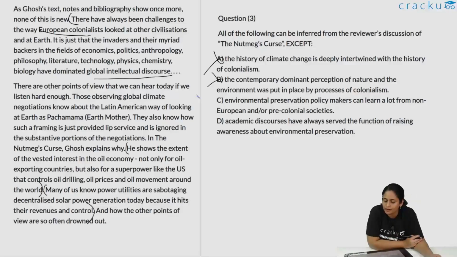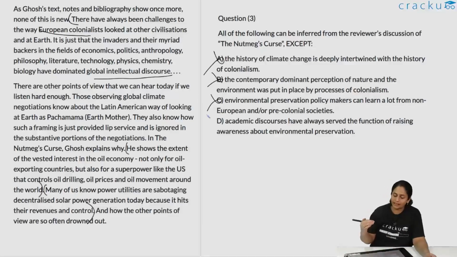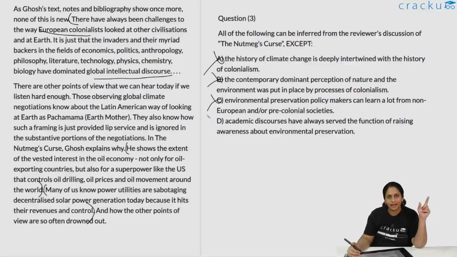Environmental preservation policy makers can learn a lot from non-European or pre-colonial societies. This is also true. The current policy makers are just providing lip service for the current policies. They are calling it Earth Mother and all, but they have not really adopted the mindset that Earth is a person that has to be protected and cared for. So this is also true. The author will definitely agree with, and it is in line with the author's discussion, that those people actually had a better mindset than even the policy makers today. So C is also correct.